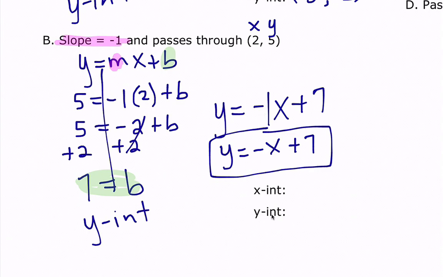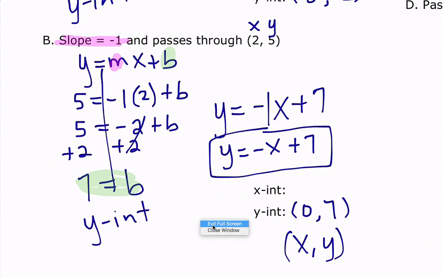Okay, well, we already know our y-intercept. We were told right here. So since we're talking about the y-intercept, I know it needs to go in the y position. That's the second spot. 7, and the other one is 0. Okay, so now we're going to use graph and trace to find our x-intercept. So we're going to go graph -x plus 7.